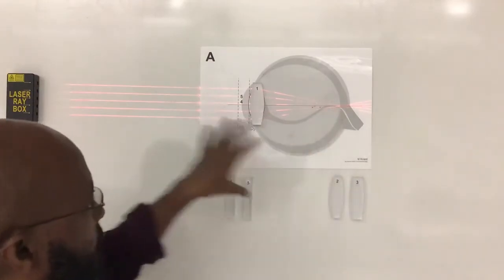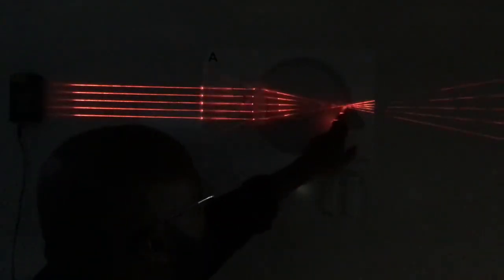So I'm going to show you this in a dark room. This is what it looks like when the eye accommodates the lens and is able to form the image of this object right on the retina. That's a normal eye. So you can see that these rays are focused on the retina.